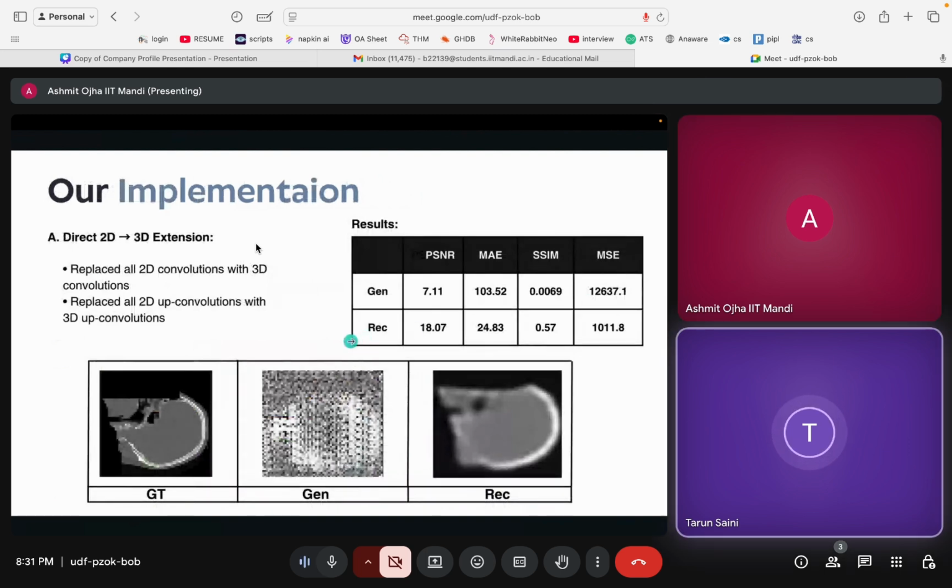When we extended it to 3D, by replacing all the 2D convolutions with 3D convolutions and all 2D up-convolutions with 3D up-convolutions, the results were still poor, and we identified the problem, which Ashmit will tell.